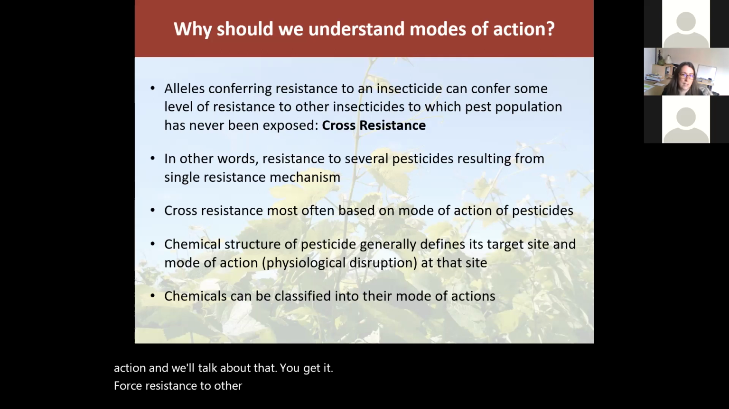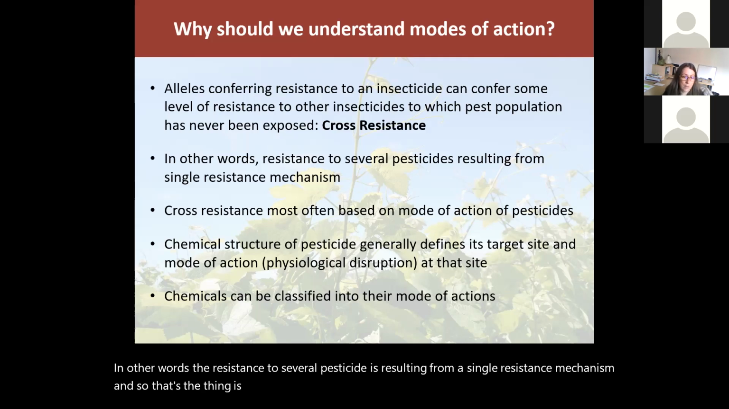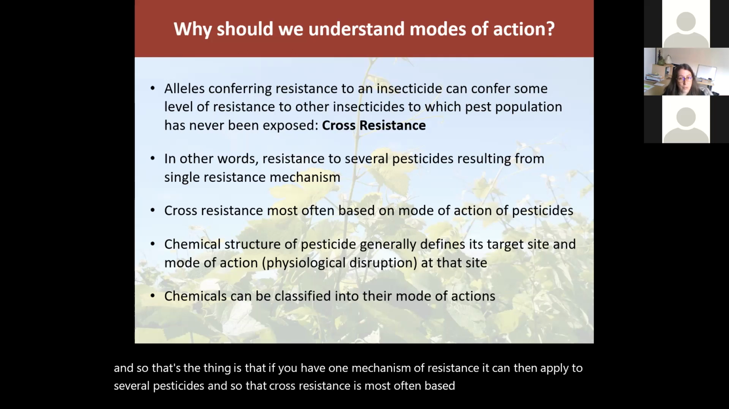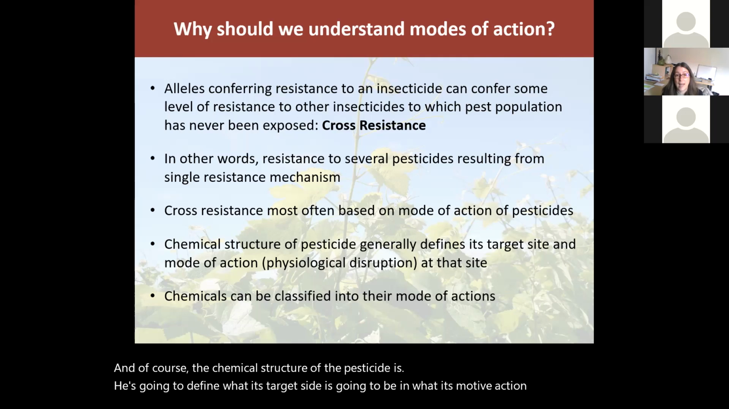It's where that target site may be. In other words, the resistance to several pesticides results from a single resistance mechanism. If you have one mechanism of resistance, it can then apply to several pesticides. And so that cross resistance is most often based on the mode of action of the pesticides. And of course, the chemical structure of the pesticide is going to define what its target site is going to be and what its mode of action is going to be at that target site.